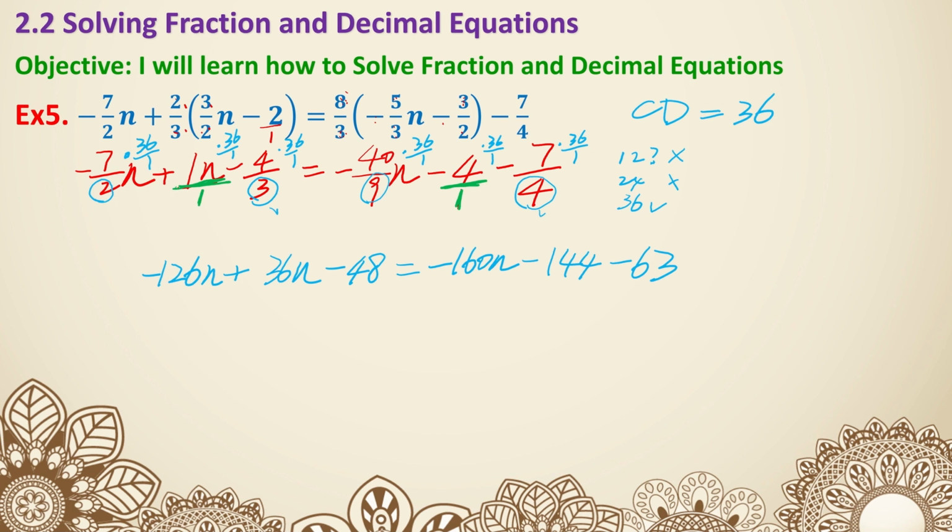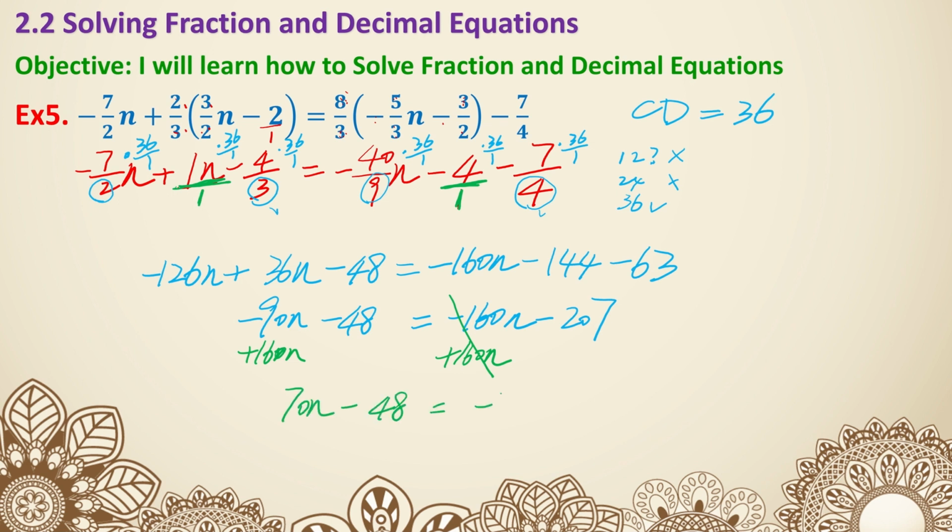So negative 126n plus 36n, that is negative 90n, minus 48. On the right side, I have negative 160n, then minus 144 minus 63 is going to be negative 207. There you go. And then I need to move the variables. I'm going to add 160n on both sides. That is gone. I got 70n minus 48 equals negative 207.